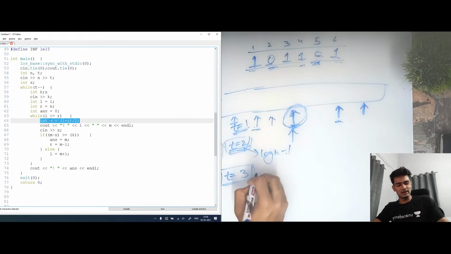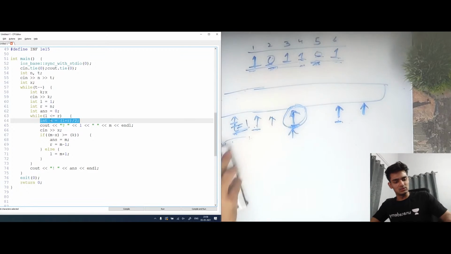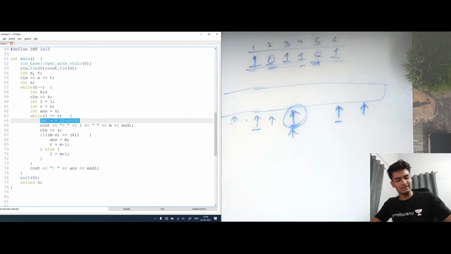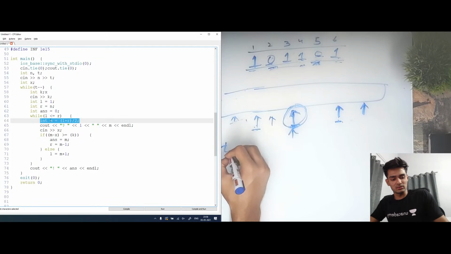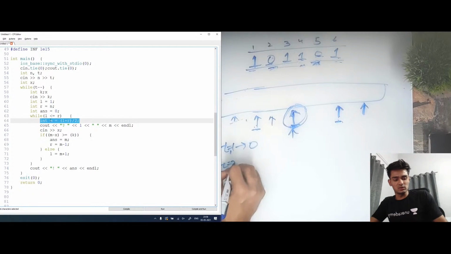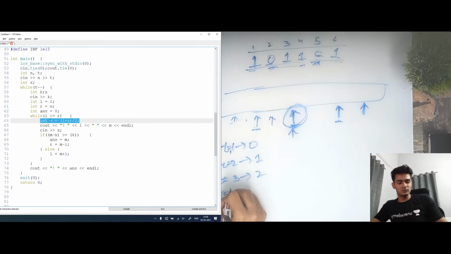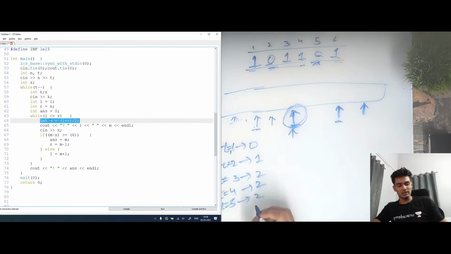So we can see that for t equals to 3, the maximum query that we had to do was log n minus 2. So let's just see how many queries we were able to save. For t equals to 1, we saved 0 queries. For t equals to 2, we saved 1 query. For t equals to 3, we saved 2 queries. For t equals to 4, we again saved 2 queries. And if you'll see, for t equals to 5 also we'll have 2 queries saved. For 6 also we'll have 2 queries saved.